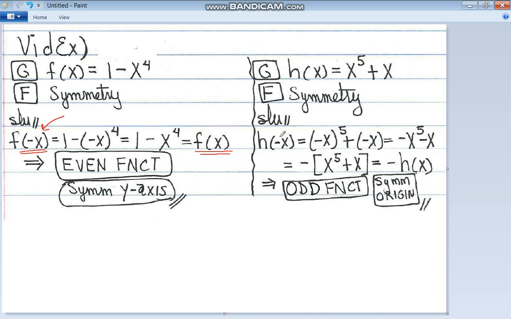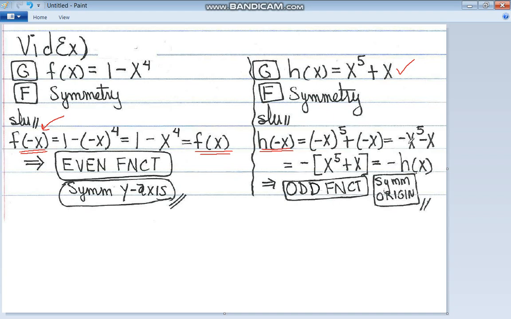Well, the way we check again is we evaluate h, not f, but h of negative x. Careful, use parentheses, plug it into this equation, parenthesis negative x to the fifth plus negative x. But a negative base raised to an odd power gives you a negative result. So this is the same as negative, without the parenthesis, x to the fifth. Plus a negative is the same as minus x.